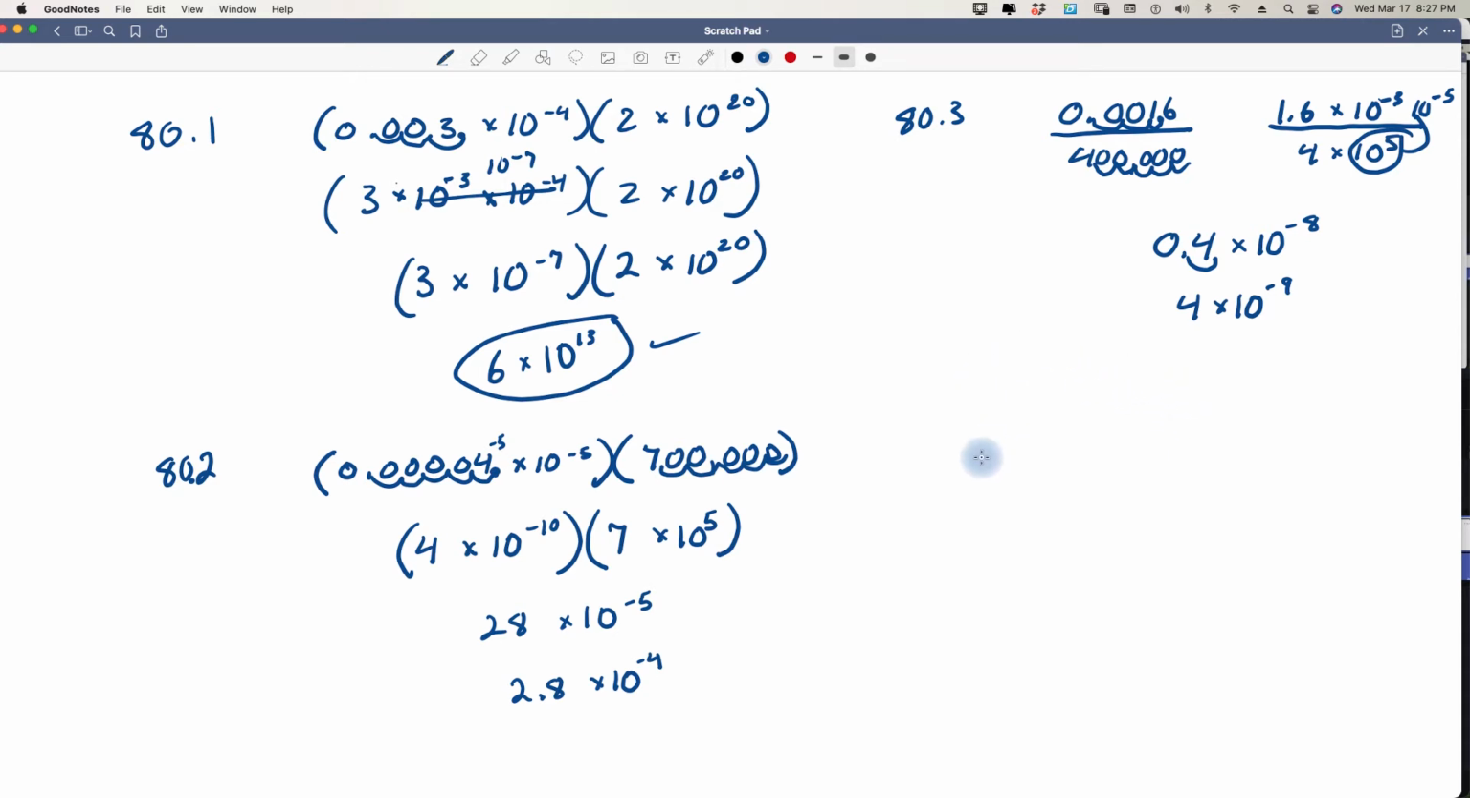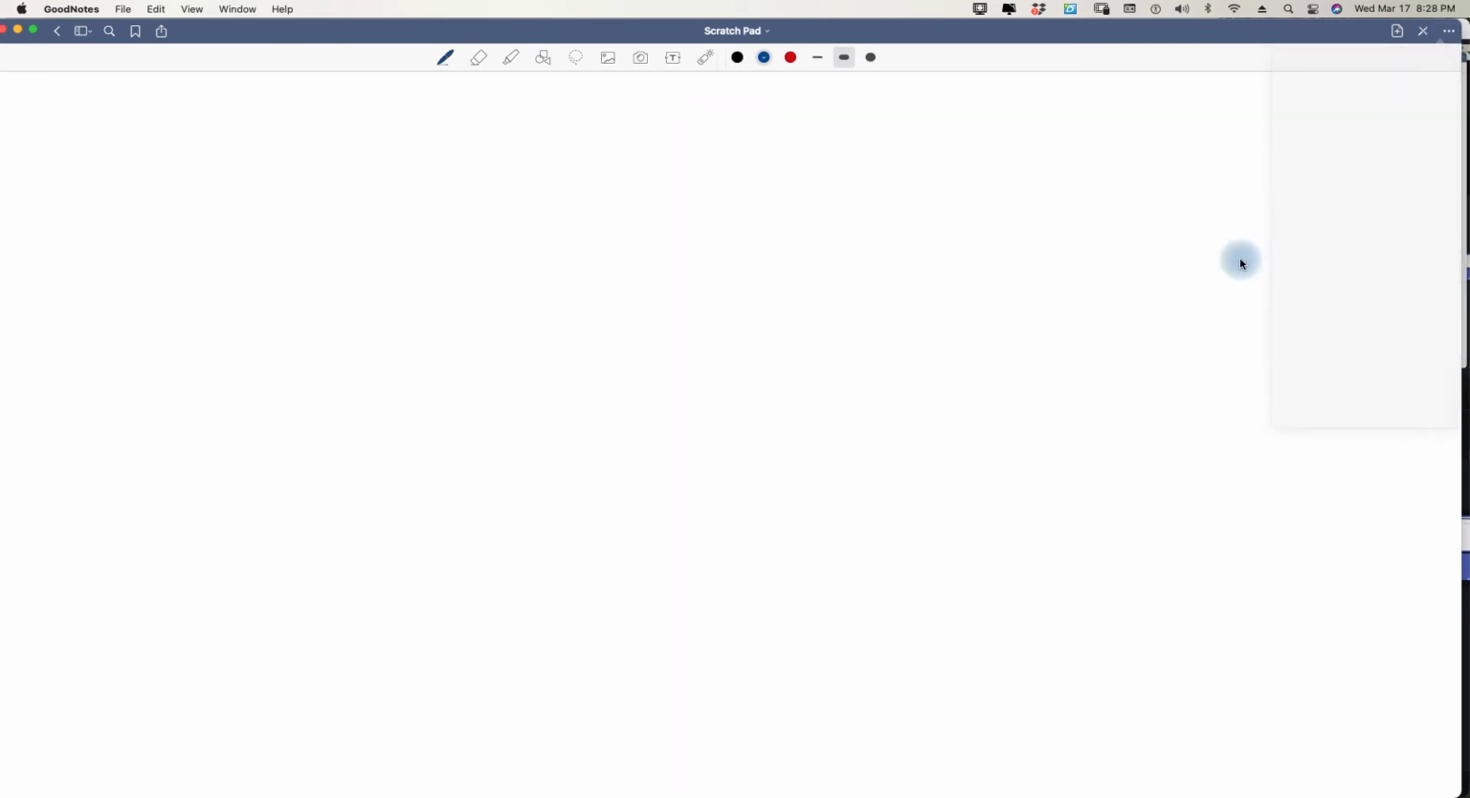All right, so now we're going to do a little bit bigger problem. It uses both multiplication and division. Let's clear the page and go and do 80.4. We're going to need the whole page for this one. So this is our problem. I'm going to write it out for you. Copy as I write. That way I don't have to say it out loud for you. I know that gets annoying.